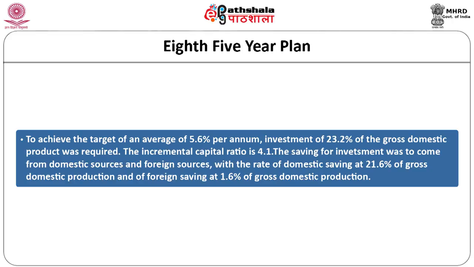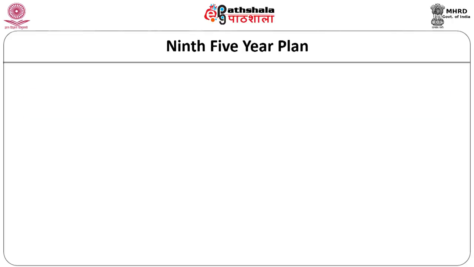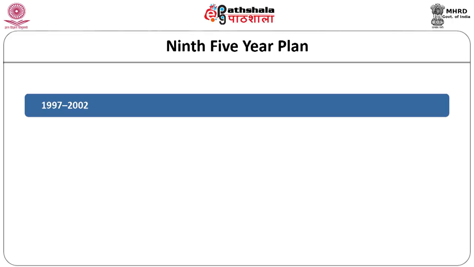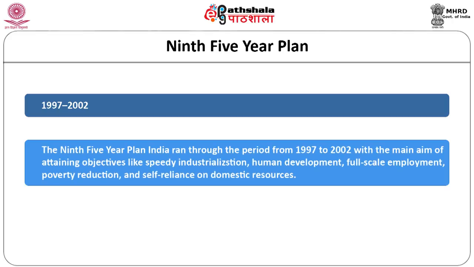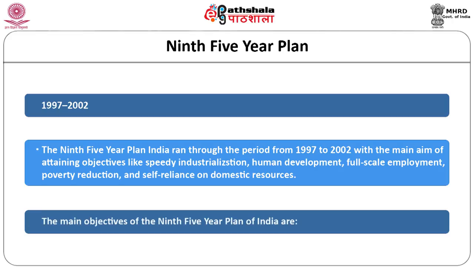of economic growth. The next plan was the 9th five-year plan, 1997 to 2002. And the objective was speedy industrialization. I'm emphasizing the words speedy industrialization and speedy human development, full-scale employment, poverty reduction, and self-reliance on domestic resources. This has been the main concern of the 9th five-year plan.